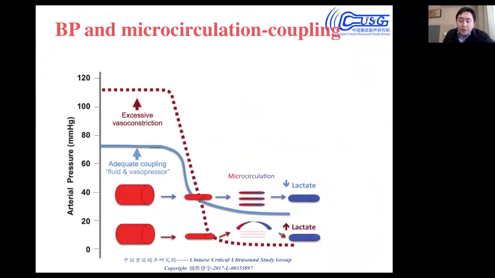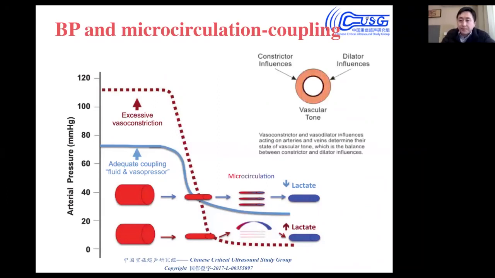But you should be cautious that a high pressure does not always mean that the microcirculation is enough. We could see in some cases the lactate is high under very high pressure. That means the BP and the microcirculation are uncoupling.